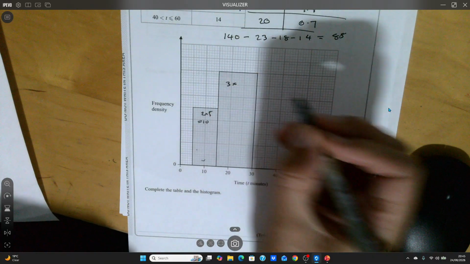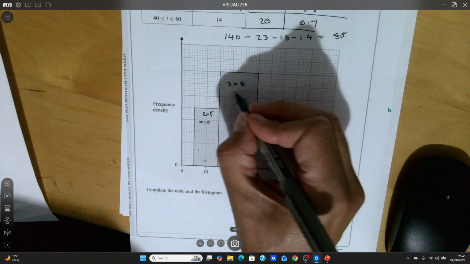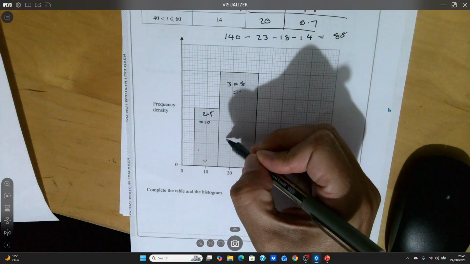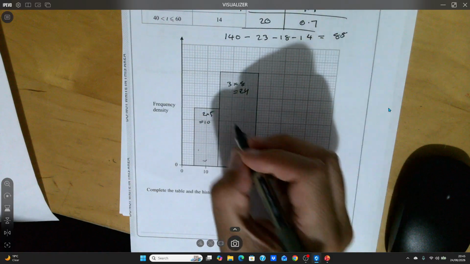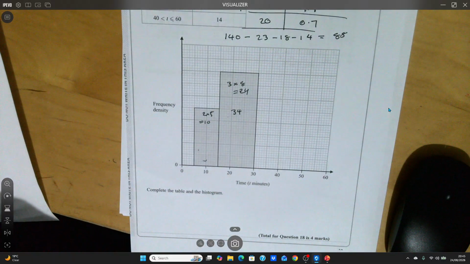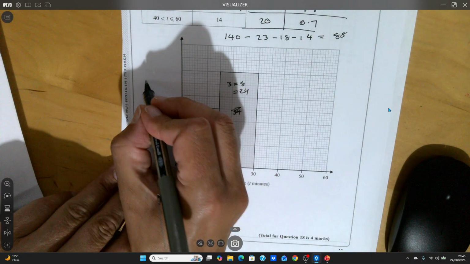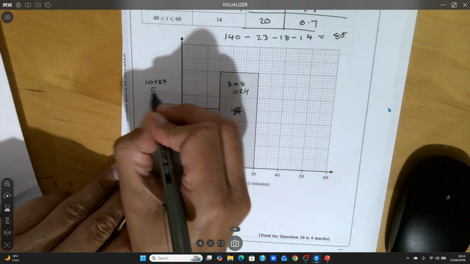This is 3 times 8, 1, 2, 3, 4, 5, 6, 7, 8, which is 24. So there are 34 squares. Just going to write that clearly. 10 plus 24 equals 34.